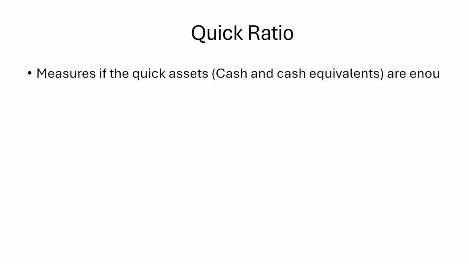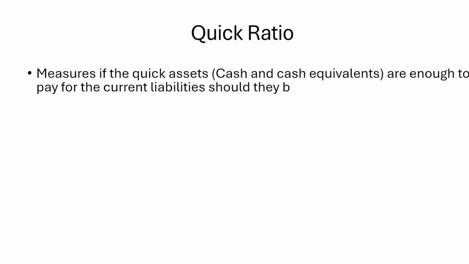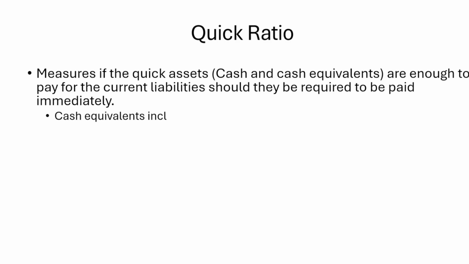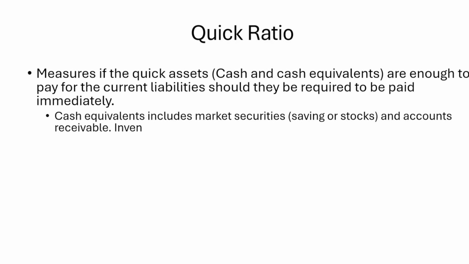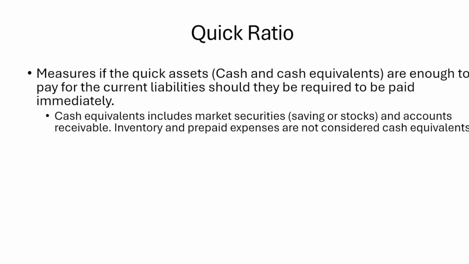Quick ratio. This measures if the quick assets, specifically cash and its equivalents, are enough to pay for the current liabilities if they come due. Now, the cash equivalents are marketable securities which can be turned into cash immediately, like the savings and money in the stock, and also the accounts receivable. Inventory and prepaid expenses are not considered cash equivalents, so they are excluded from the quick ratio.